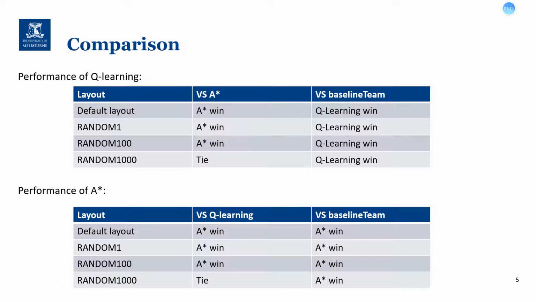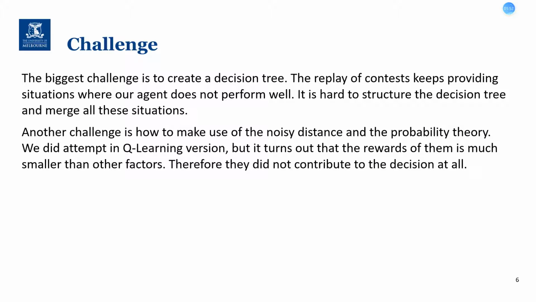In order to find a better method to compete, we did some experiments and you can see the results now. In our test experiments, the agent using A-star performed better. It won 3 times while the agents using Q-learning only tied once, but both of them can beat the baseline team at least. Now, we will talk about the challenges we met in this project.